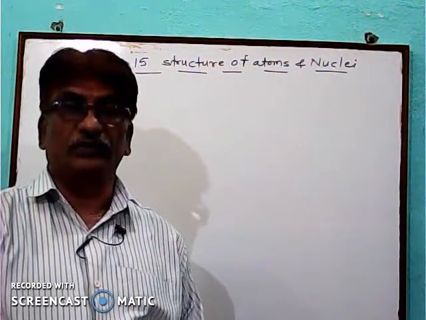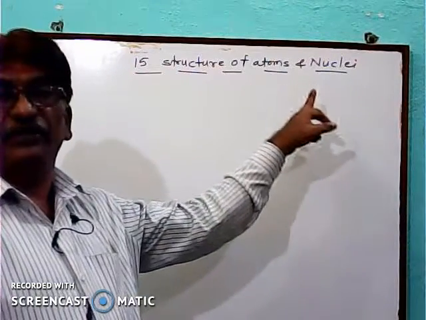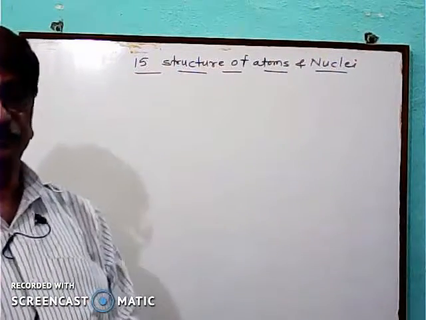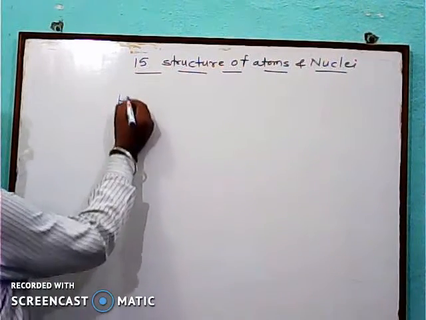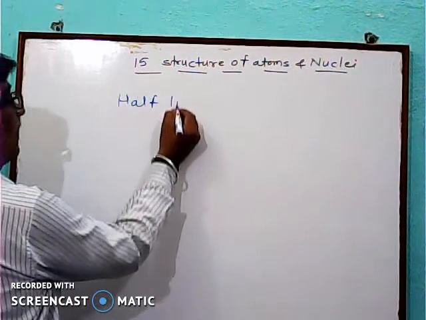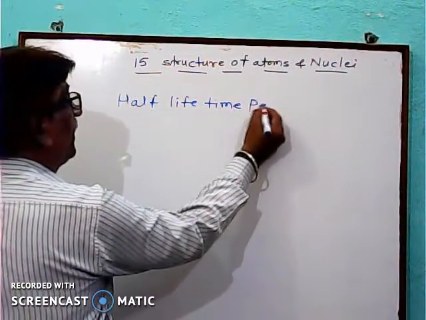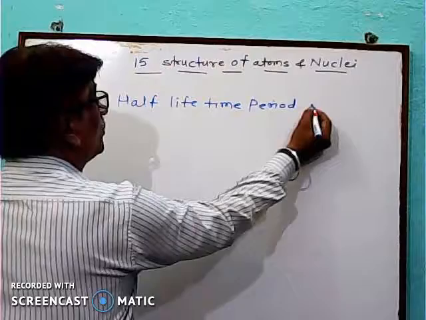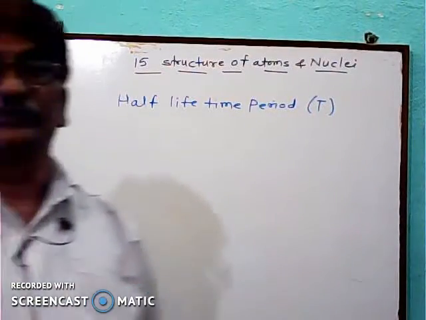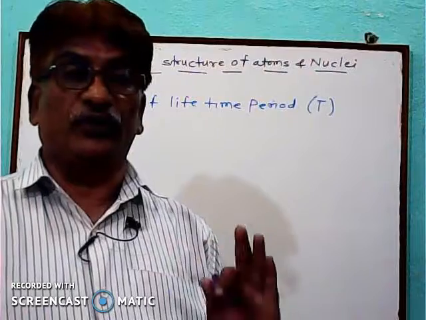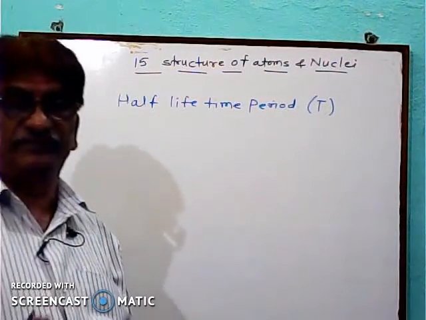Today we have to learn chapter number 15, structure of atoms and nuclei. In the last video we have seen half-life time period. It will be denoted by capital T. Sometimes it will be denoted by T half, because half-life.